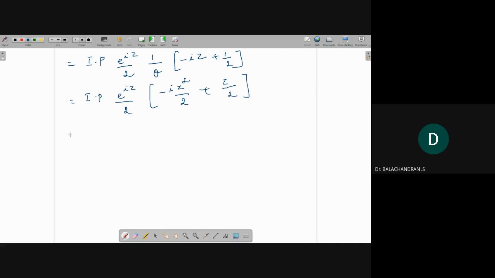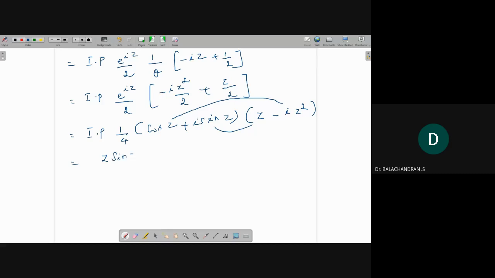Take 2 common: the imaginary part of (1/4) e^(iz)(cos z + i sin z)(z − iz²). Here the real part is z and the imaginary part is −z². I need the imaginary part, so real into imaginary plus imaginary into real, giving z sin z/4 minus z² cos z/4. So this is the PI, but we need to convert it in terms of x.